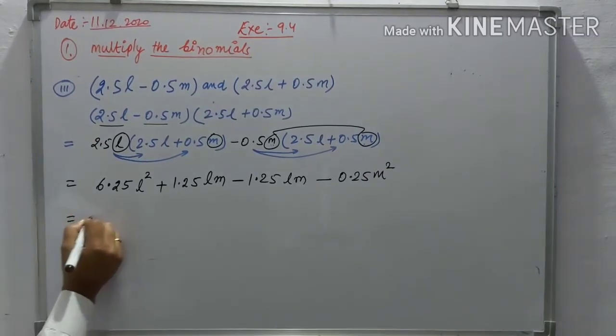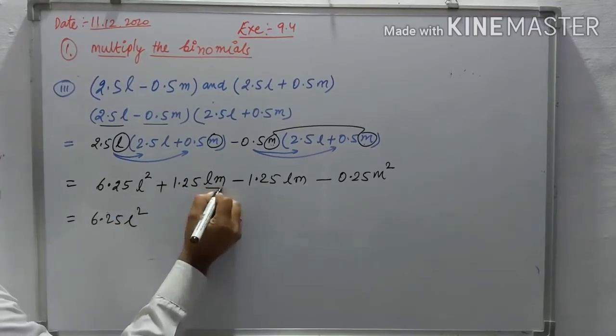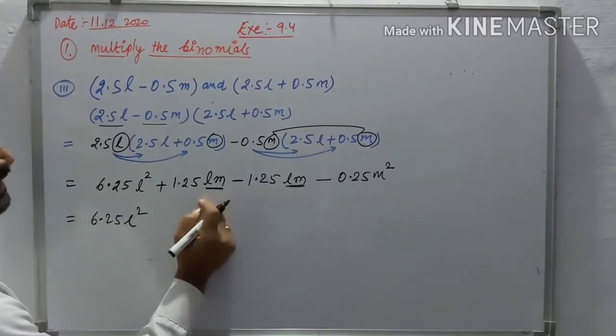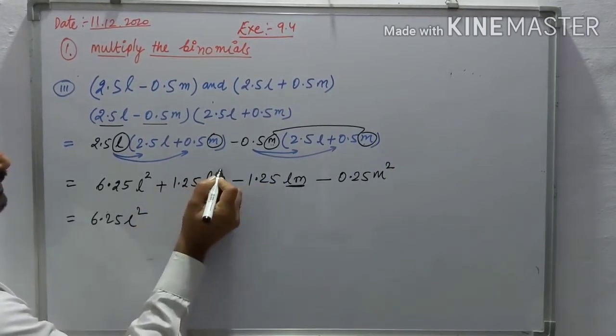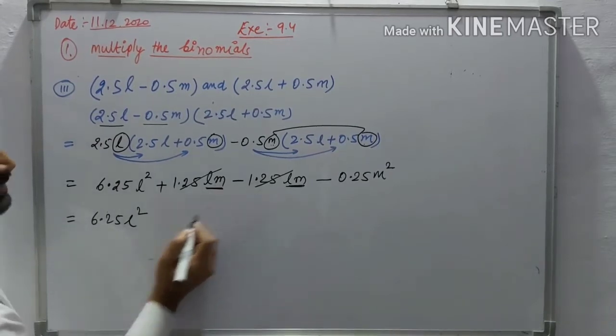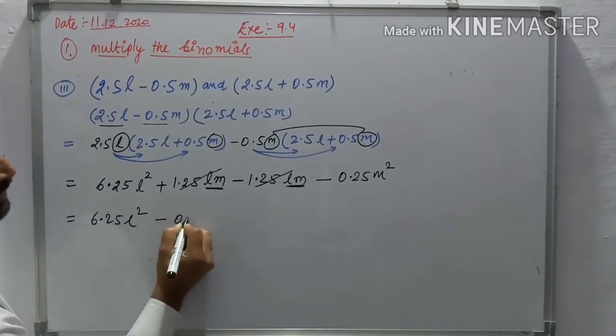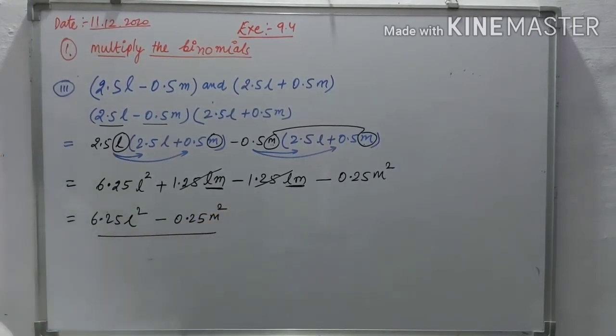Okay, now 6.25 L square. This is the value of LM and LM, they are like terms, 1.25 plus and minus 1.25, after subtraction they are 0. You cut the same value, and minus 0.25 M square is the last term. The answer is 6.25 L square minus 0.25 M square. Okay.